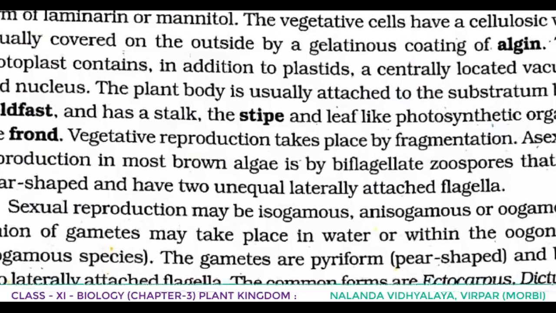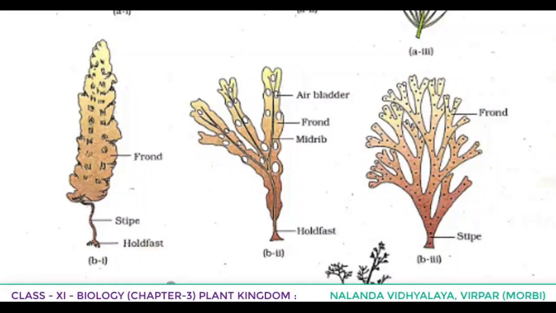The figure is given on the last page, where you can see brown algae. The figures given are first Laminaria, then Fucus and Dictyota. In the structure you can see here, holdfast is there, stipe is there, frond is there. In the case of the second figure, Fucus, there again you can see holdfast, midrib, frond, air bladder. And in the case of Dictyota, you can see stipe, frond, all these types of structures.